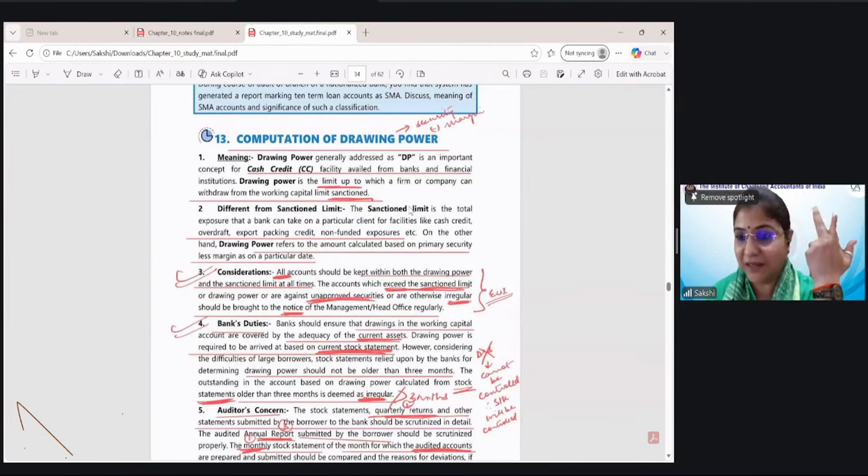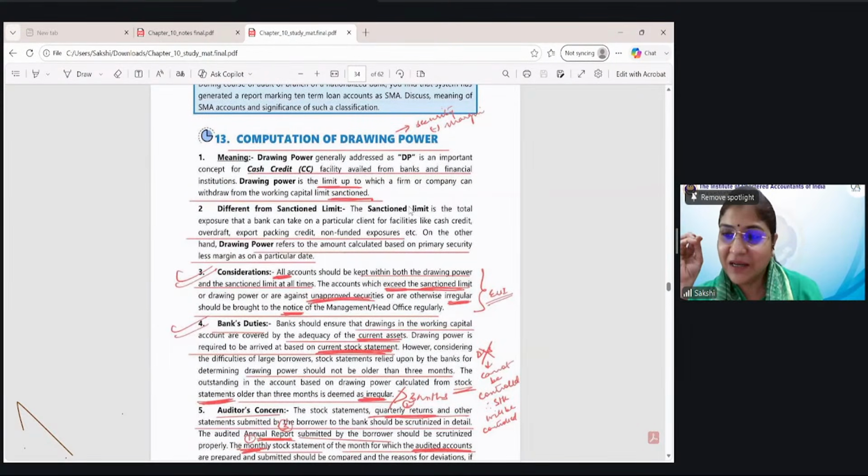We had done a calculation also where drawing power was 45 lakhs and sanction limit was 50 lakhs. So we will restrict our limit to the 45 lakhs, sorry, we will restrict our limit to the drawing power, isn't it? Do you all remember that example or not?